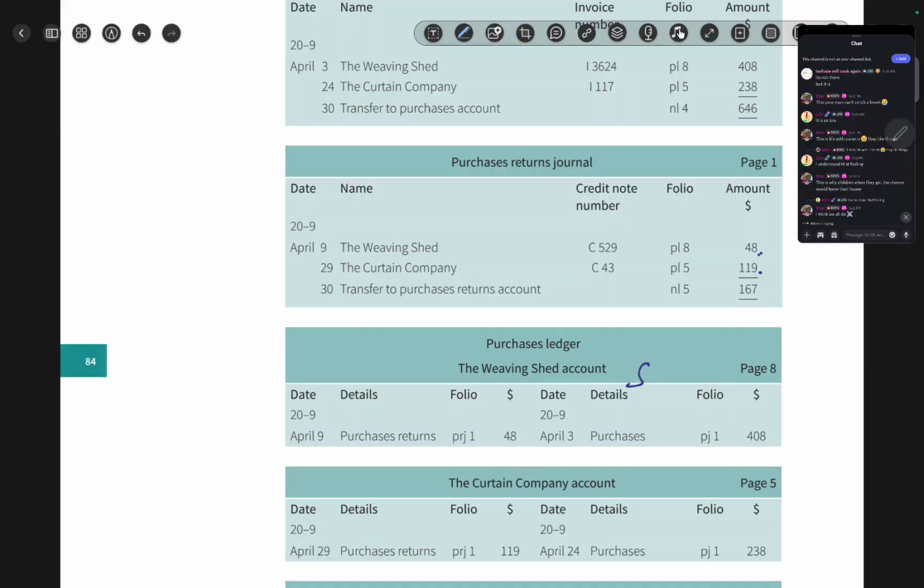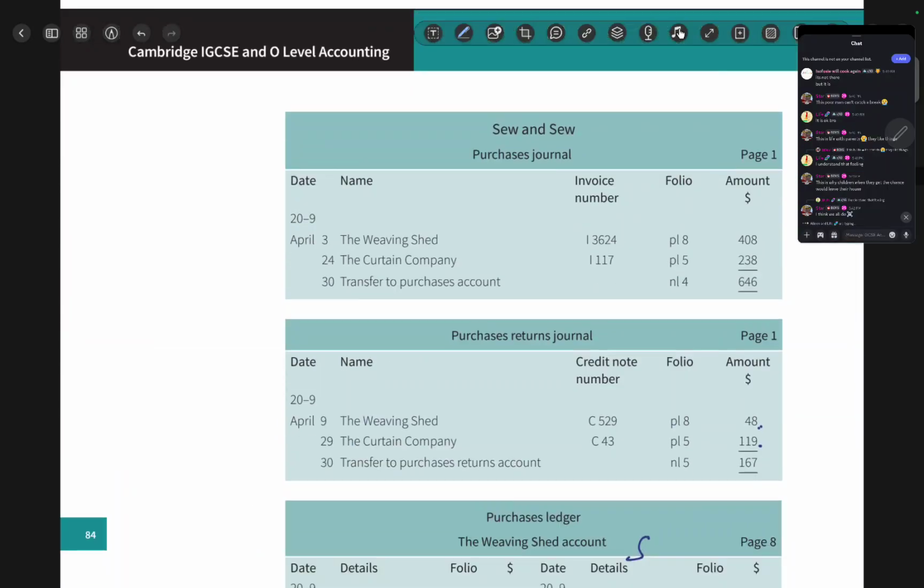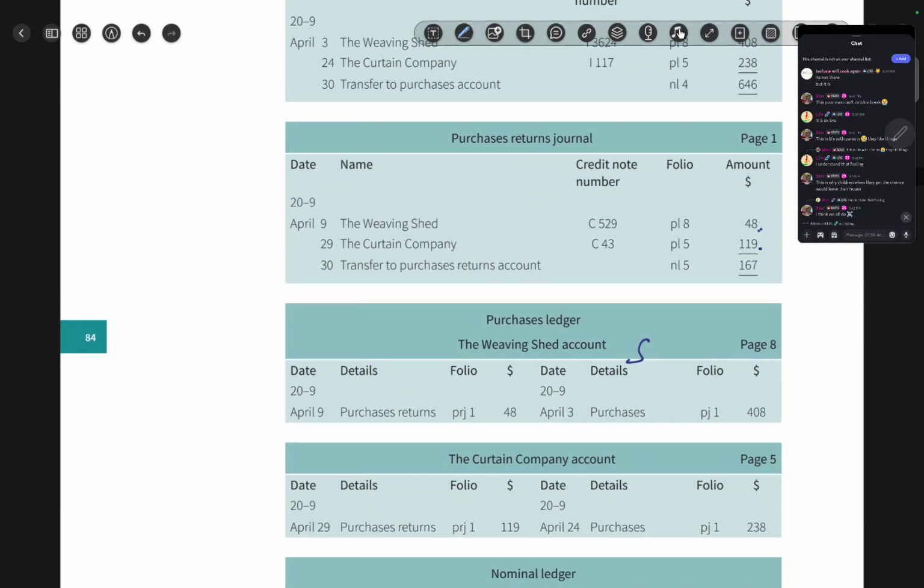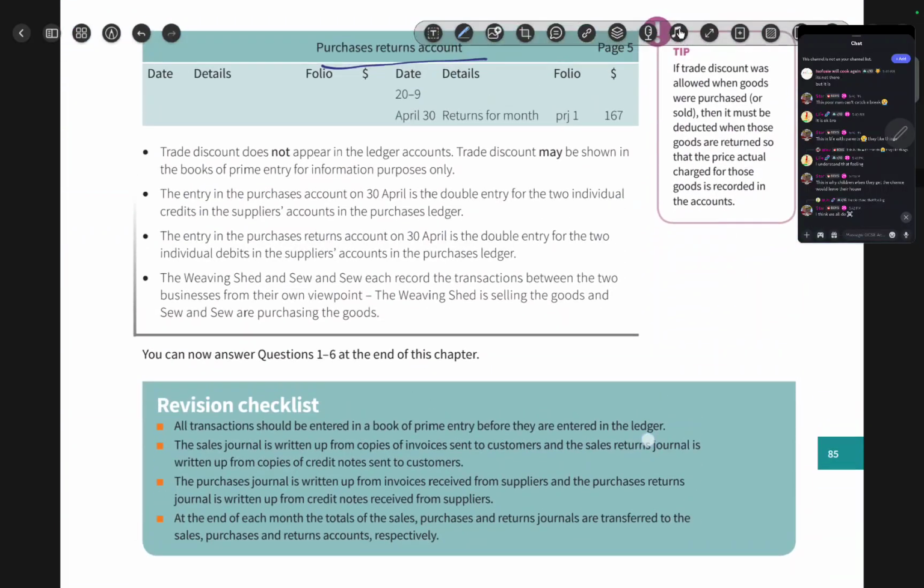There you're gonna have to do double entry. Since we're debiting purchases, we're gonna have to credit the supplier when we have a purchase, and debit the supplier's T account when we have a purchase return. Okay, so it's a purchase return, we have debited the supplier's T account. It's a purchase, we have credited the supplier's T account.